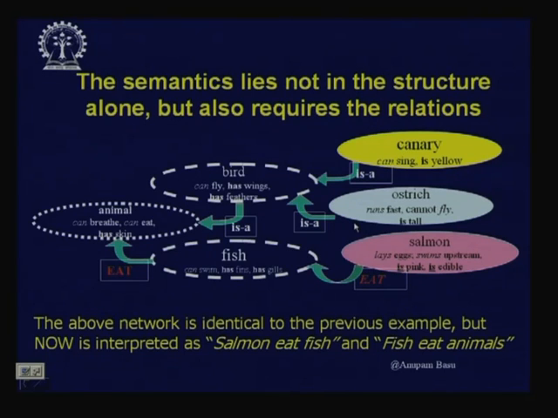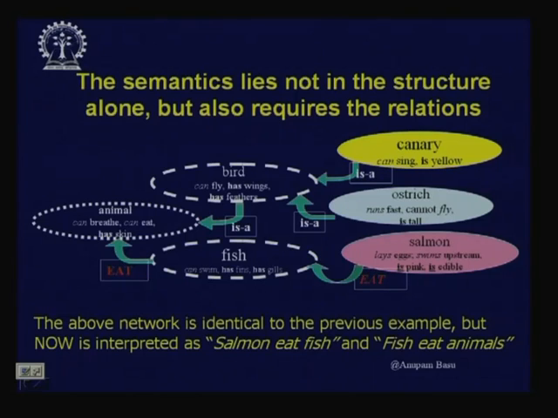Now, where is the meaning? We are calling it a semantic network. We have seen that it is a structure of nodes and arcs. The nodes are representing different concepts. Now, do the concepts by themselves express the meaning? No. The meaning, or the semantics, lies in the structure as well as the relations that are there.